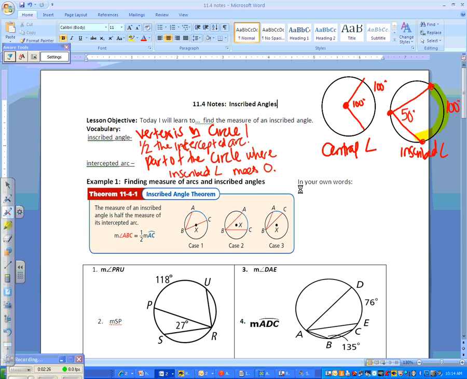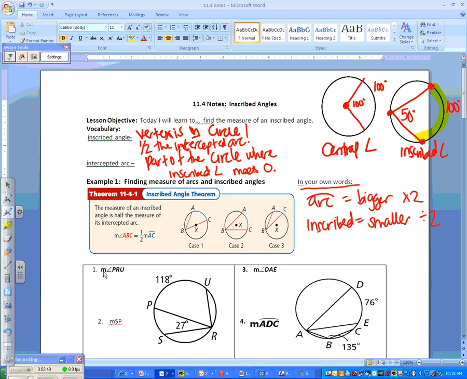So in your own words, what I would say is that the arc is always bigger and that the inscribed angle is always smaller. So you're either going to be multiplying by 2 or dividing by 2 in this case.